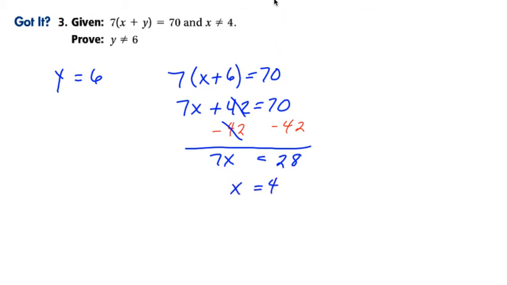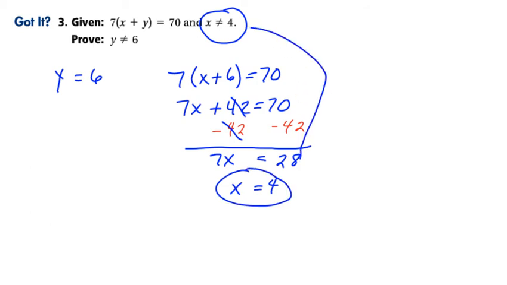But if we go back up to the beginning of the problem, it says x cannot equal 4. That's a given statement. And so we see here that we have a contradiction. So since these two contradict each other, then y must not equal 6. So then we've proven that y cannot equal 6.